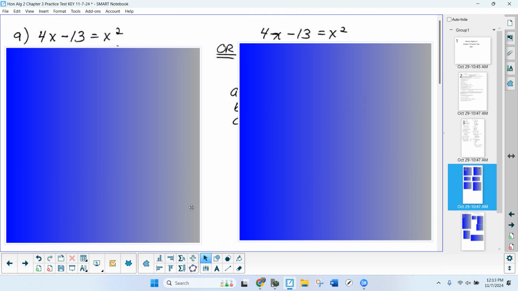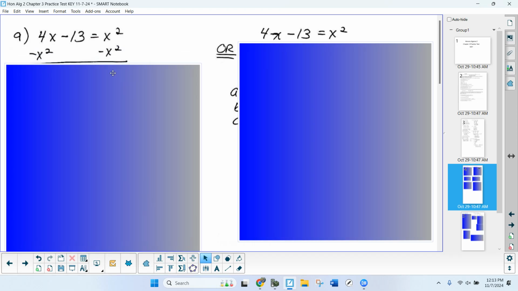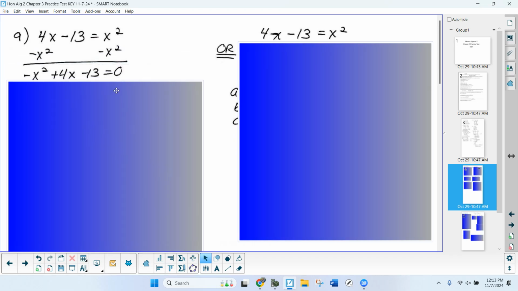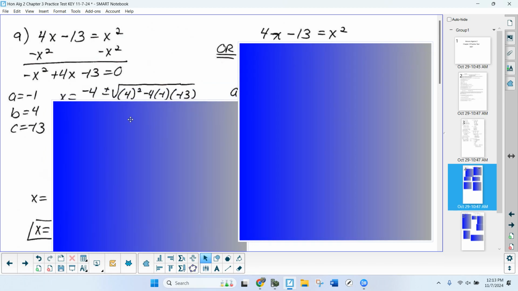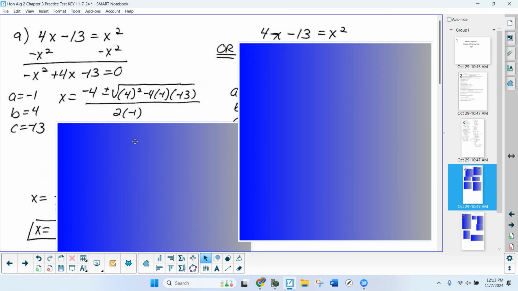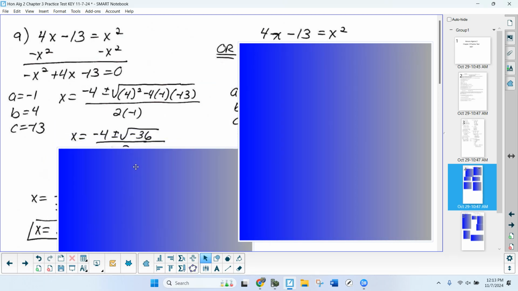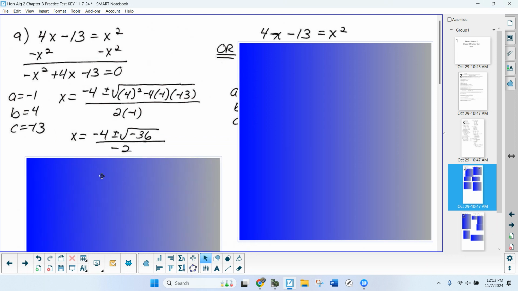What'd you do first on yours, Quinn? I started by subtracting x squared over, and then I found a, b, and c. A is -1, b is 4, and c is -13. Okay. And then you plug it in and get -4 plus or minus square root of 4 squared minus 4 times -1 times -13 over -2. And you get -4 plus or minus square root of -36 over -2.